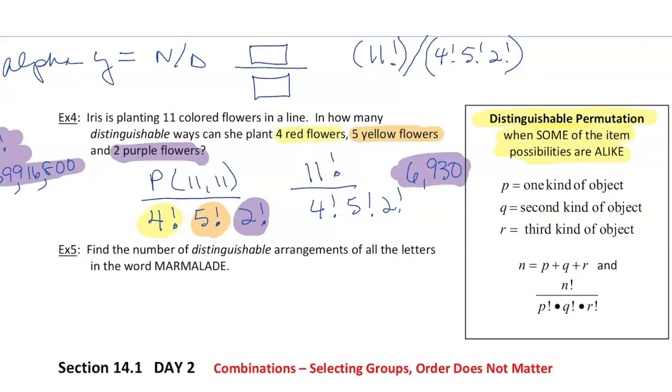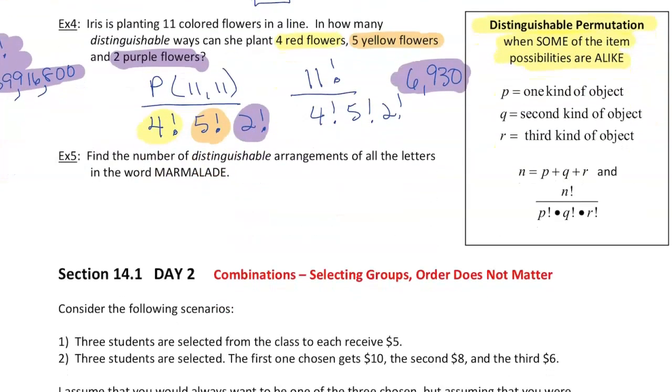Okay, let's do the same thing with this word. Find the number of distinguishable. So here again, the tip-off is distinguishable. When you see that word, that means that you must have things that are duplicates. And you should think, I'm going to have a fraction. Okay, find the number of distinguishable arrangements of all the letters in the word marmalade. Okay, how many letters are in marmalade? If you count them, you should get 9. That's your numerator.